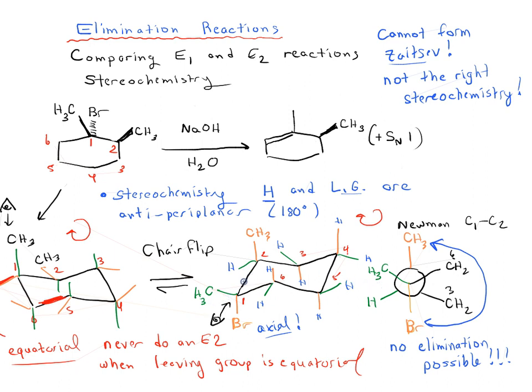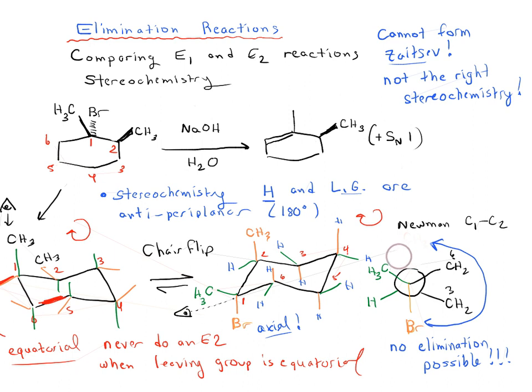So we'd have to look for another situation where we might see a carbon with a hydrogen that is anti-periplanar. And actually we can find that if I change the position of my eye. So instead of looking along the C1 to C2 bond, let's say I looked along the carbon 1 to carbon 6 bond. Let's say I looked along carbon 1 to carbon 6 instead. What would that Newman look like?